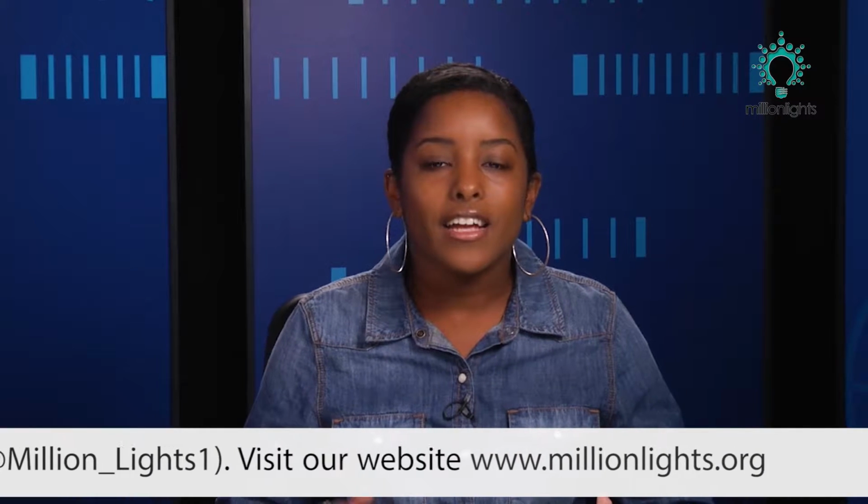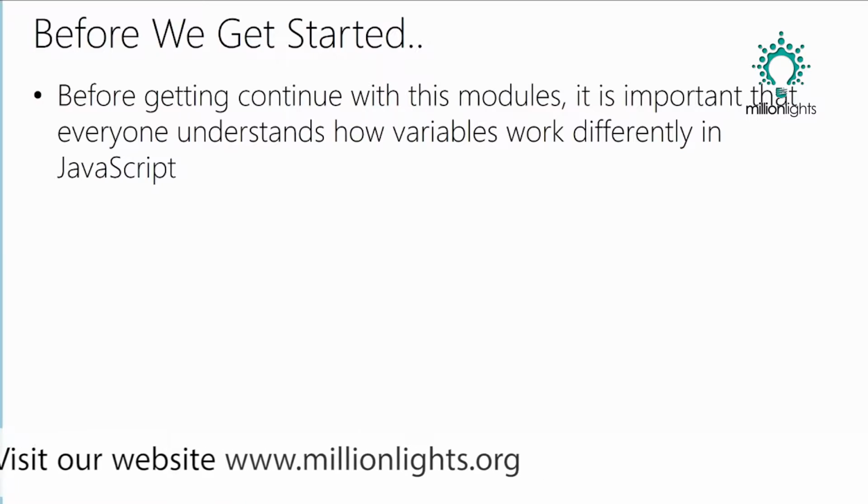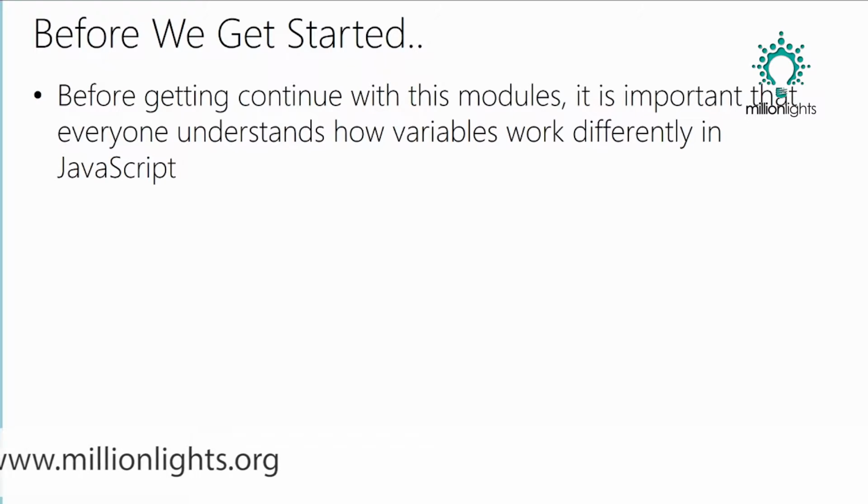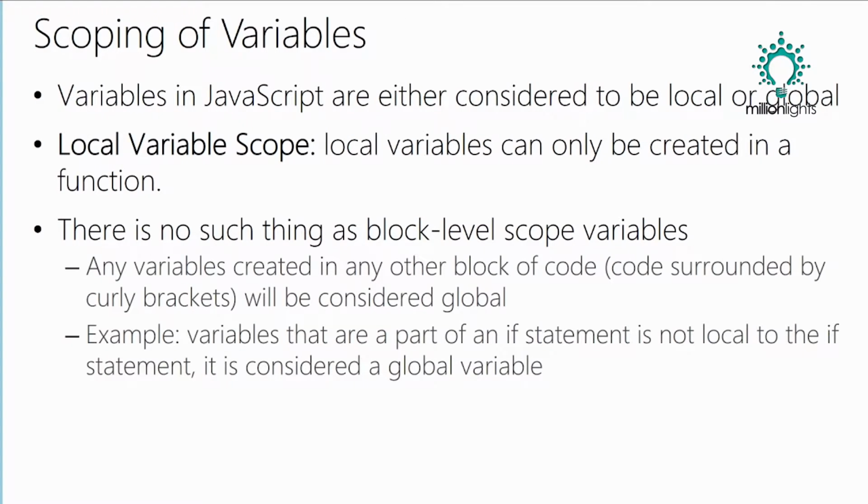Before we get any further, it is important to understand variables in JavaScript. I know it sounds like a basic concept, but they are a little bit different than in Java and C++. As we all know, most languages have a local scope, a global scope, and then a block scope. Local scope is very simple. If a variable is initialized inside of a function, it's only going to work inside the function. Global scope can be used anywhere in the code, whether inside of a function, outside of a function, an if statement, anything like that.